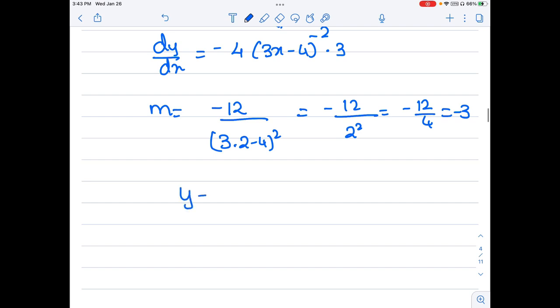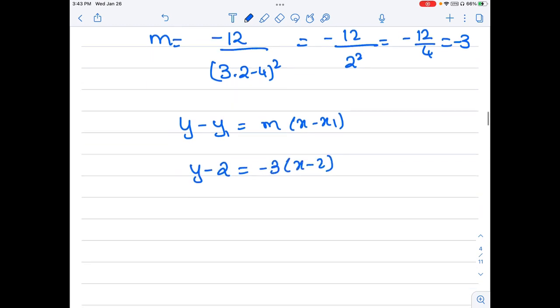Equation of a tangent: y minus y1 equal to m times x minus x1. So y minus 2 equal to minus 3 times x minus 2. So we get y minus 2 equal to minus 3x plus 6. So 3x plus y minus 8 equal to 0.